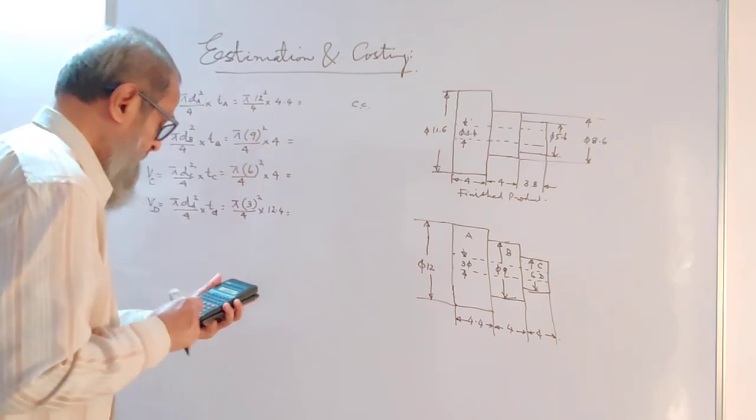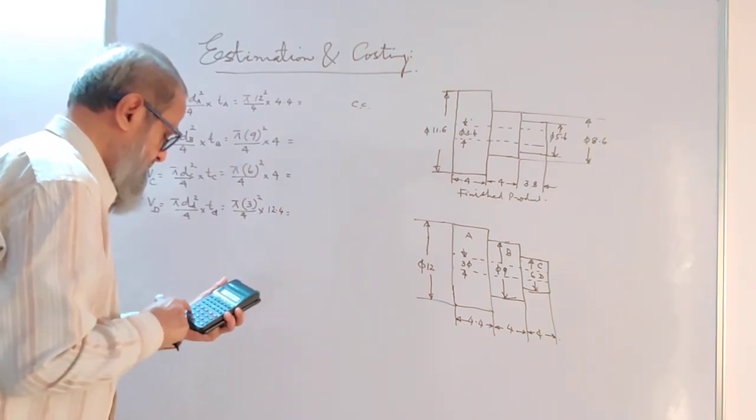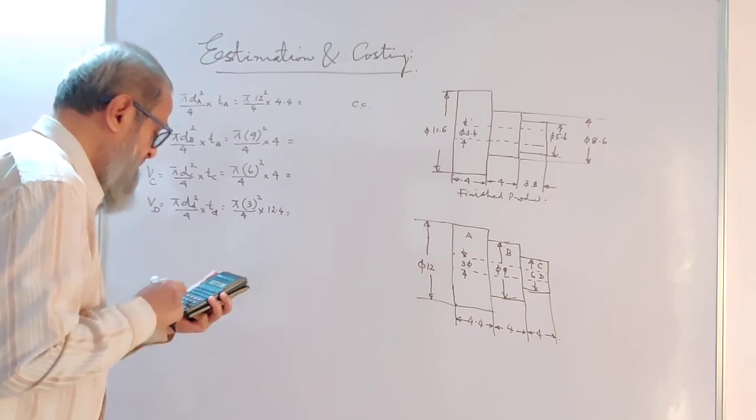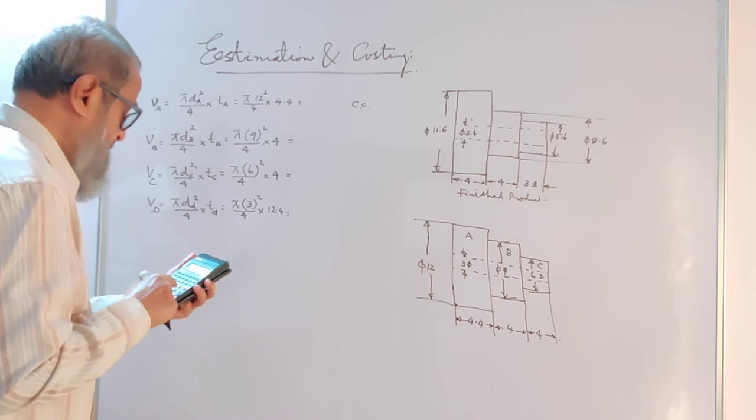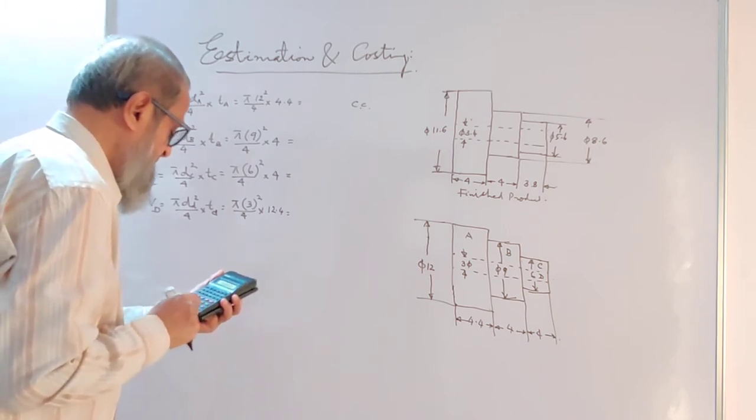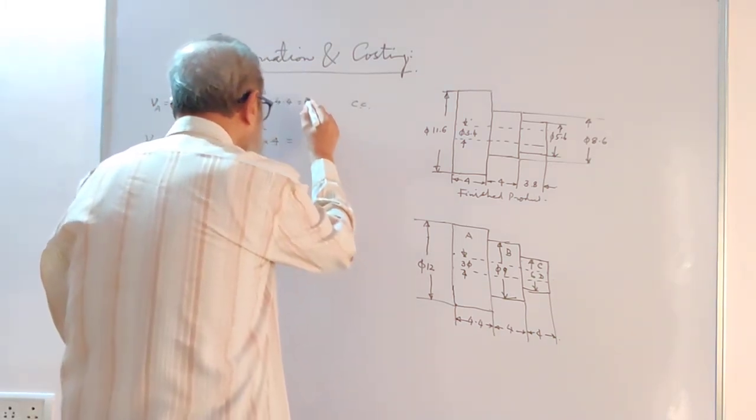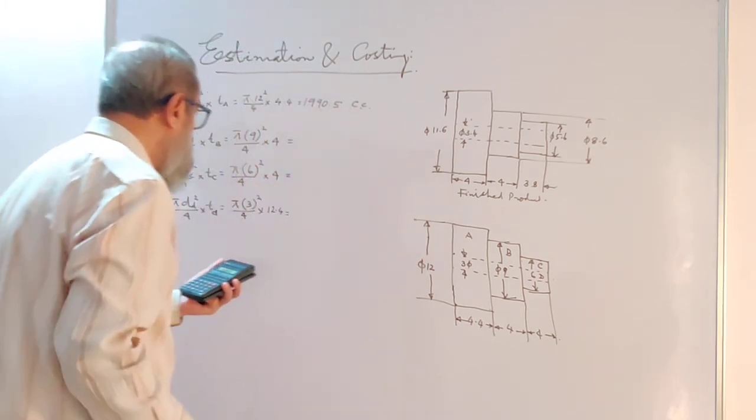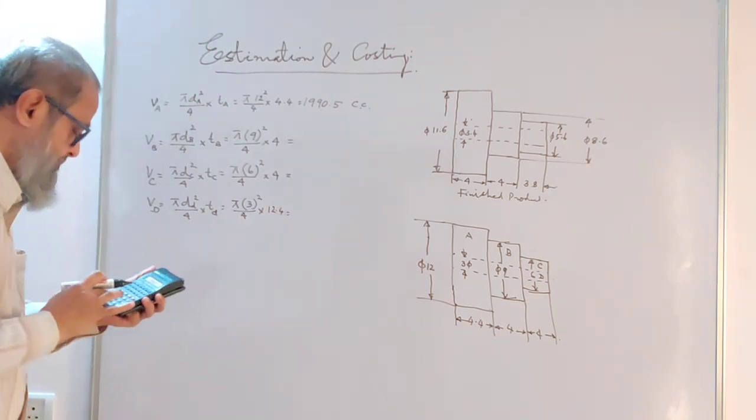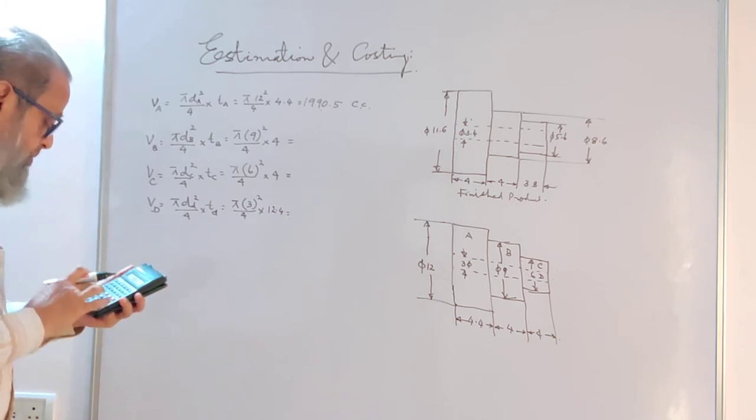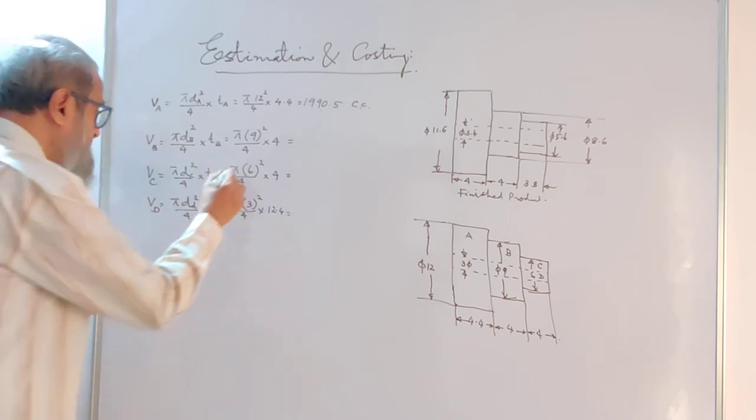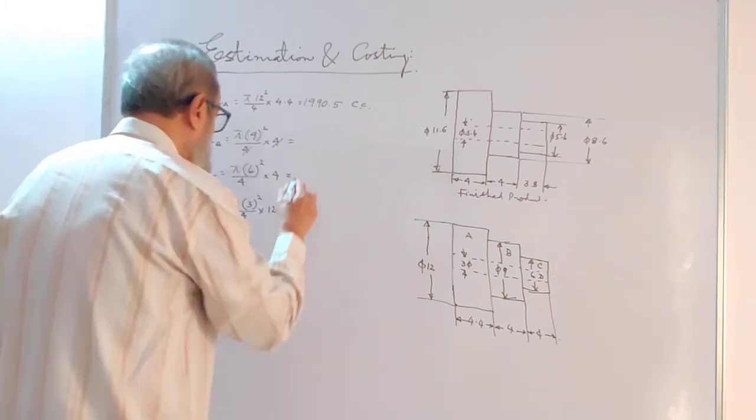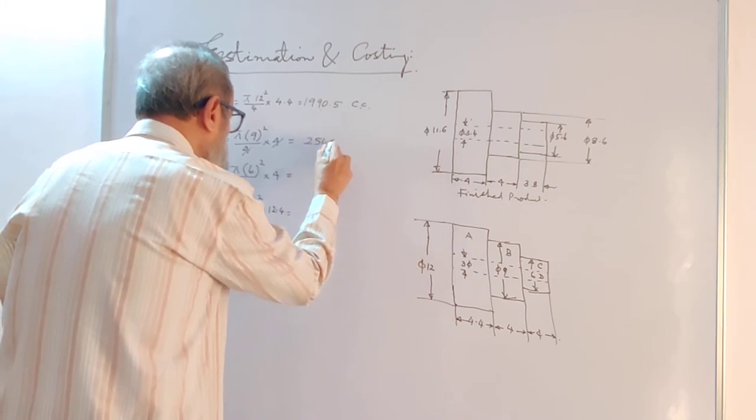Now pi into 12 square. Pi into 12 square, that is 144 into 4.4 will give me 1990.5 cc. Second one, pi into 9 square, that is 81. This can be cancelled here. Equals 254.5 cc.